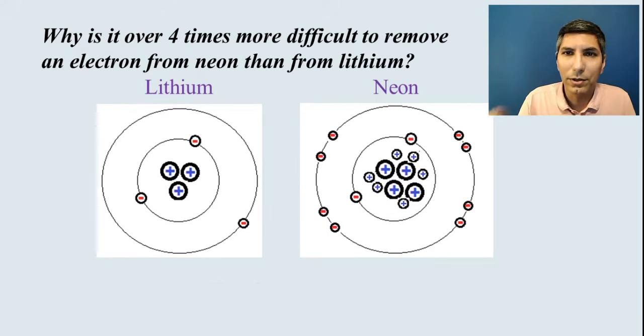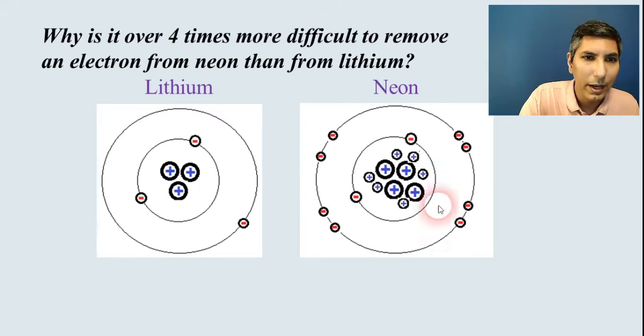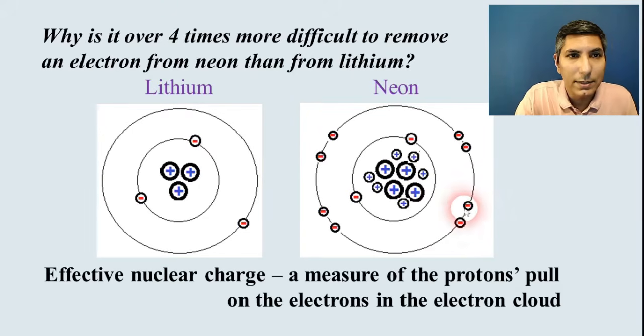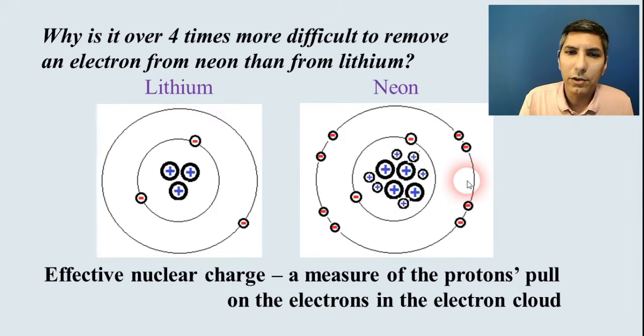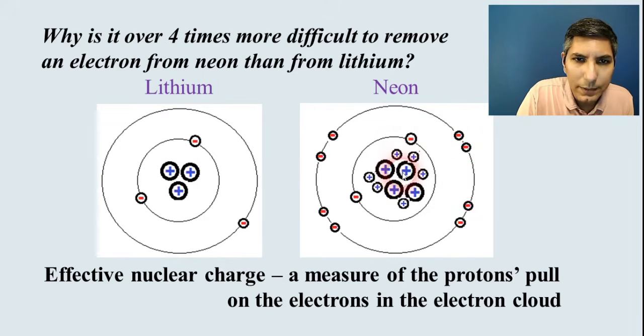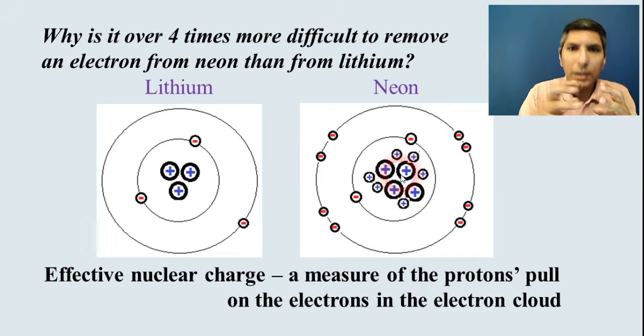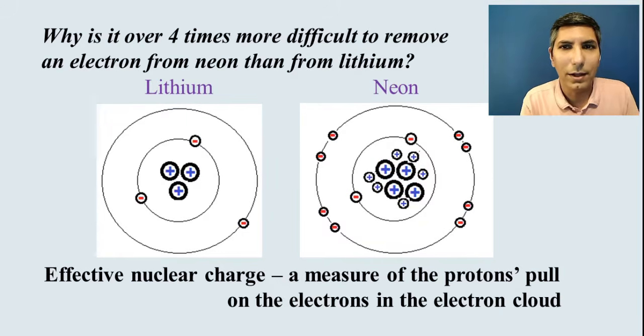So is the factor the charge, or is it the distance? Back from our discussion about Coulomb's law, well, it's the charge, isn't it? And so that's why it's so much more difficult to take that electron away from neon. And this shows something called effective nuclear charge. And that's basically a measure of how well or how effectively those protons, in this case in neon, are pulling in those electrons in the electron cloud. I'm kind of fond of saying that in chemistry, protons don't do a whole lot.